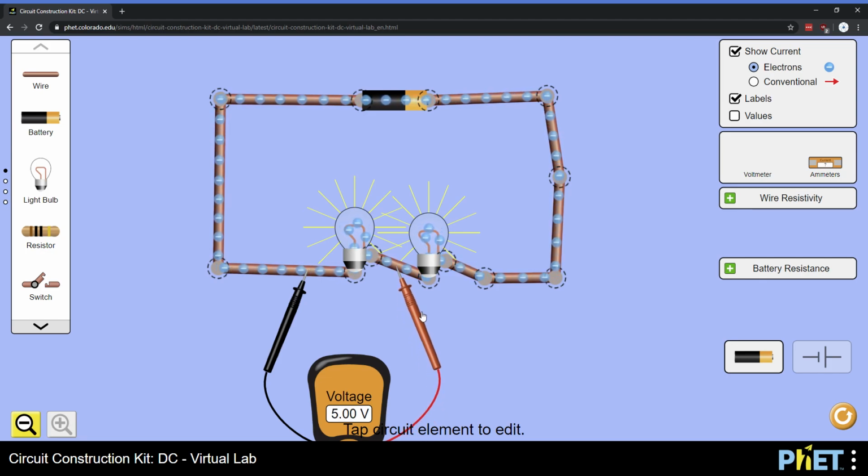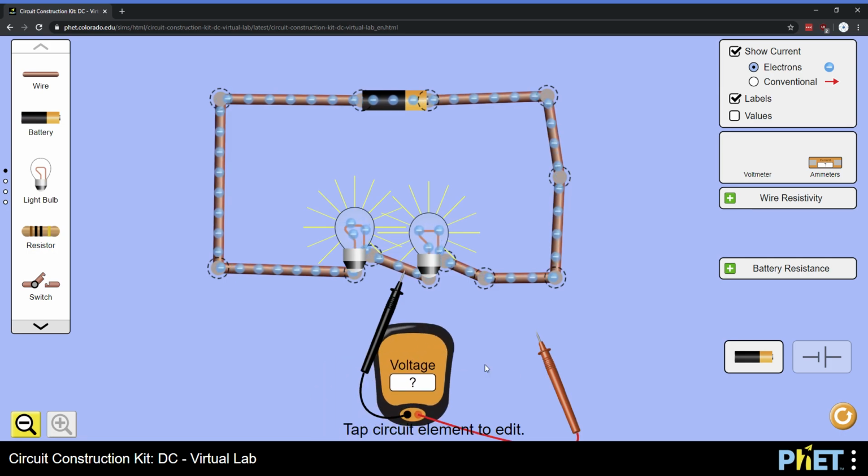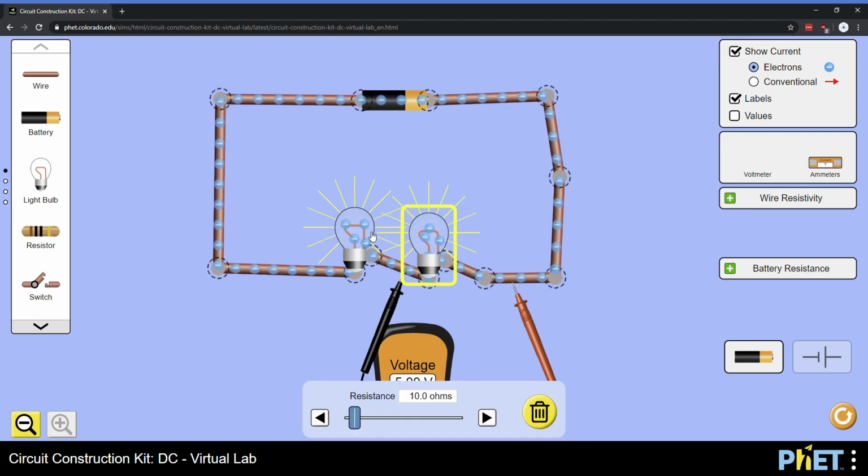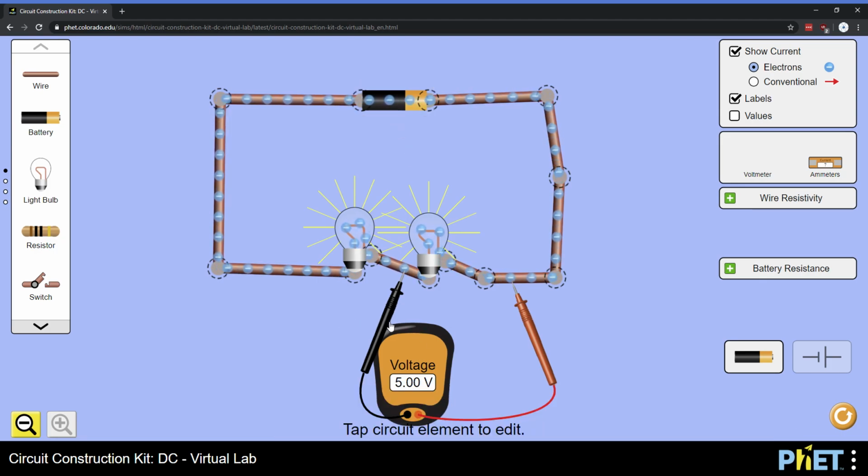And we're at 5 volts for this one bulb. What about if I go here, move the voltmeter, and here? You should be thinking also 5. They both get 5. That guy gets 5. That guy gets 5. And they add up to 10, which makes sense because of the battery giving off 10.